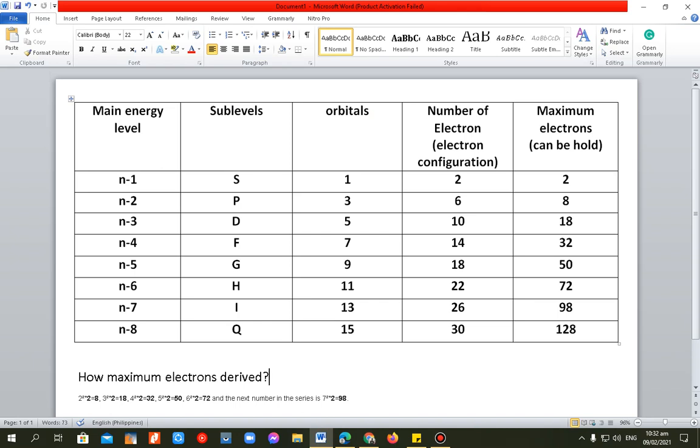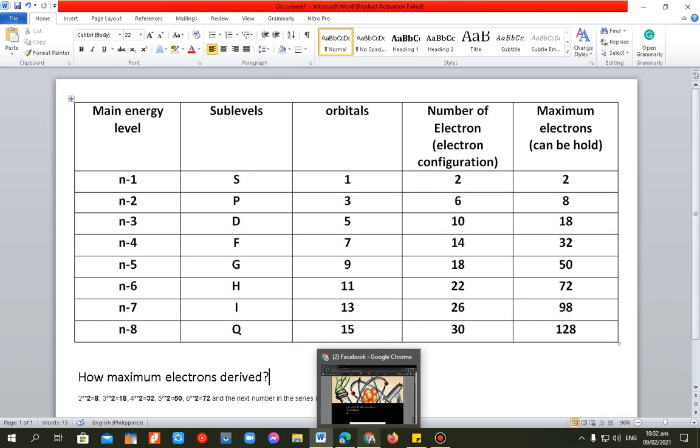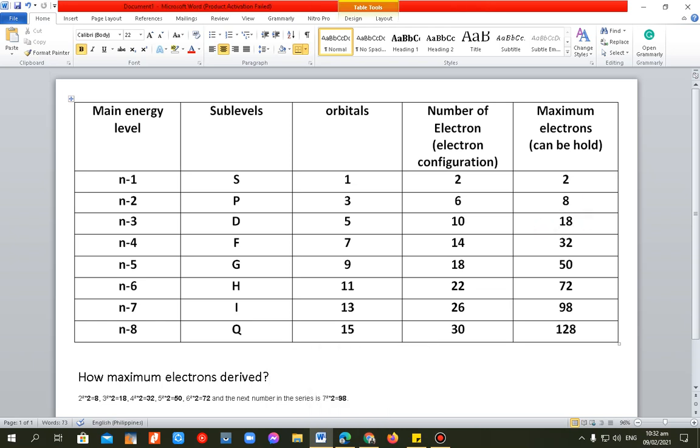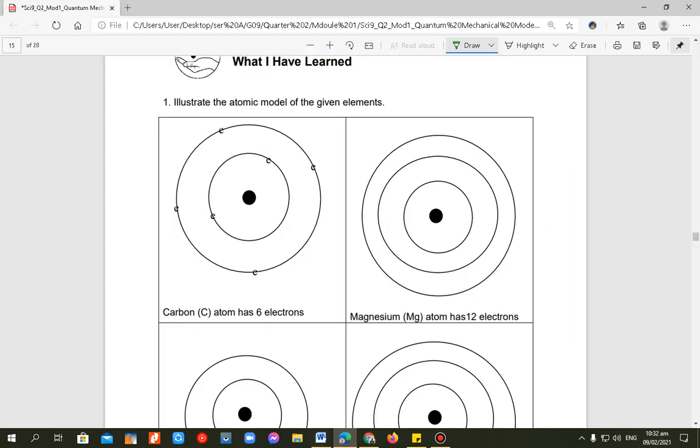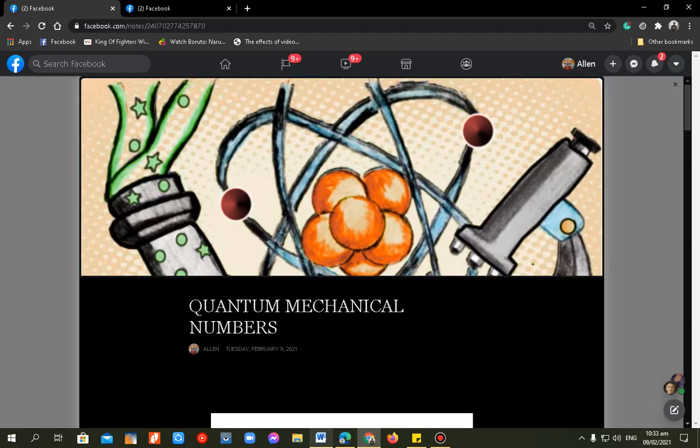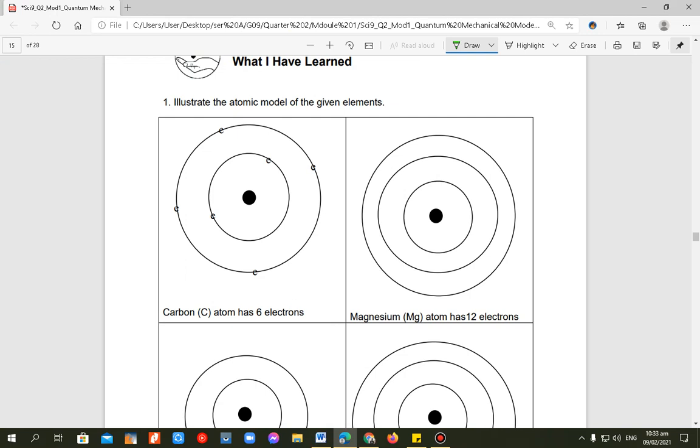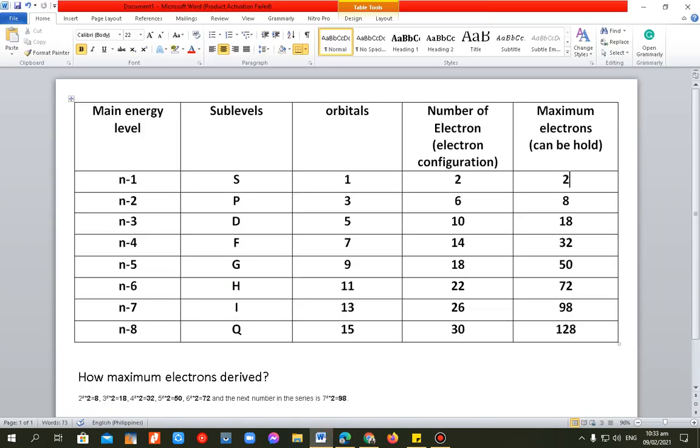2, 6, 10, 14, 18, 22, 26, 30. Diyan po kayo mag-base or sa maximum. On how will you illustrate the atomic model of the given elements is that sa maximum. Maximum electrons na kayang i-hold ng isang orbital. So, 2, 8, 18, 32, 50, 72, 98, 128. Hindi po yung sa electron configuration. I'll repeat, sa maximum electrons po kayo mag-base.